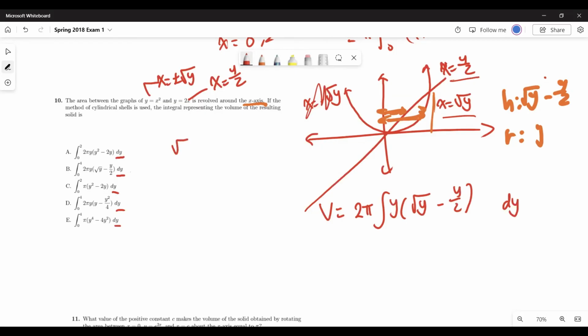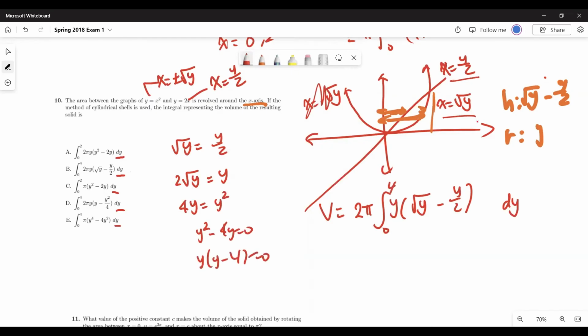So square root of y equals y over 2, and 2 square root of y equals y. Square both sides, this becomes 4y equals y squared, so y squared minus 4y equals 0, y times (y minus 4). So it's from 0 to 4. And the integral 2 pi y (square root of y minus y over 2) dy is equal to b. So the answer for this question is b.